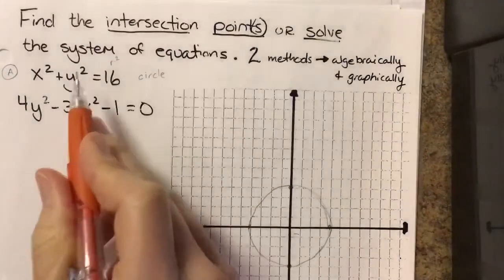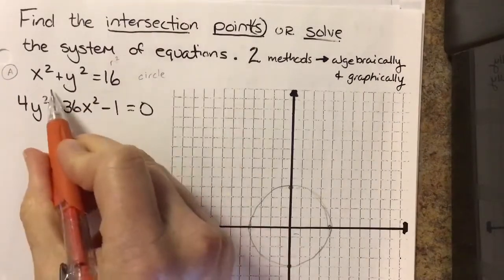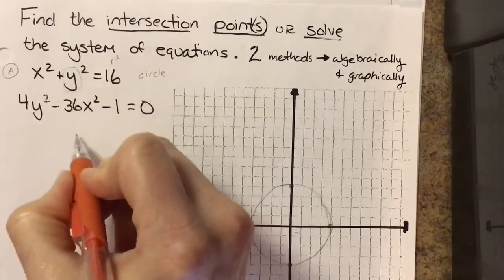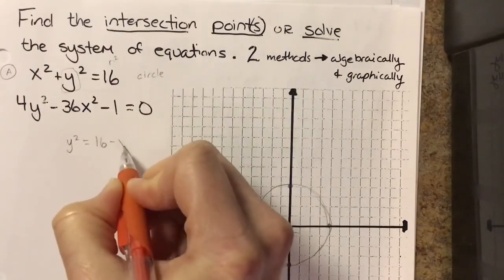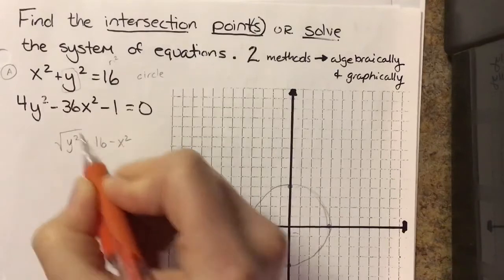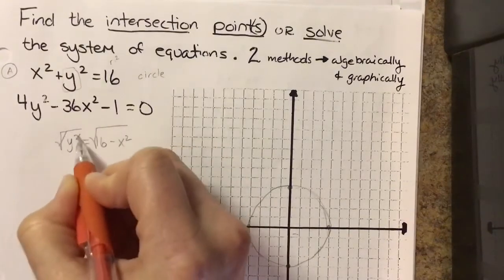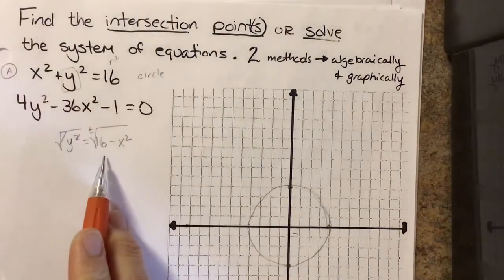Now we will put that in the calculator. How will I do it? Well, I'm going to solve for y. So y squared equals 16 minus x squared, and you square root. Right? So positive, negative. So we can put that in the calculator.